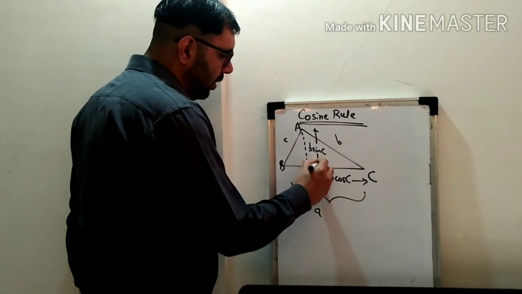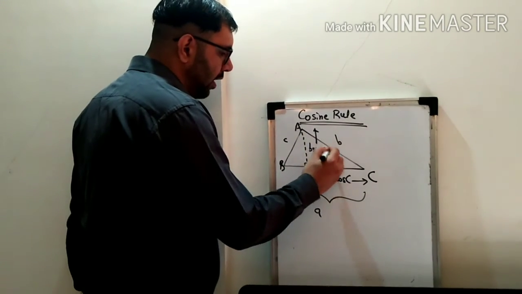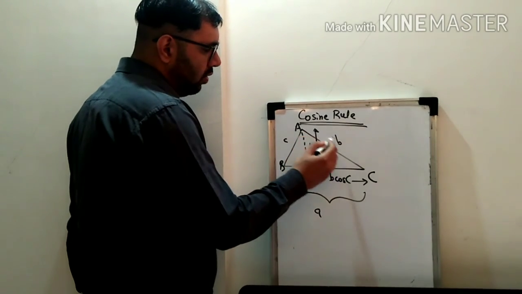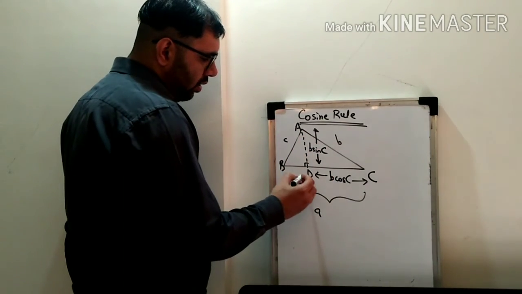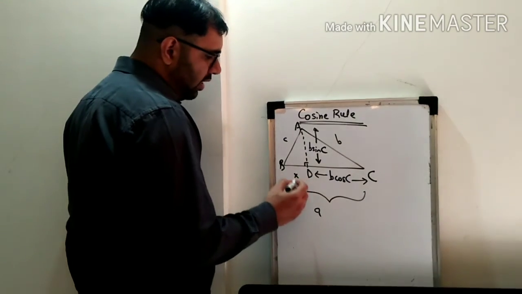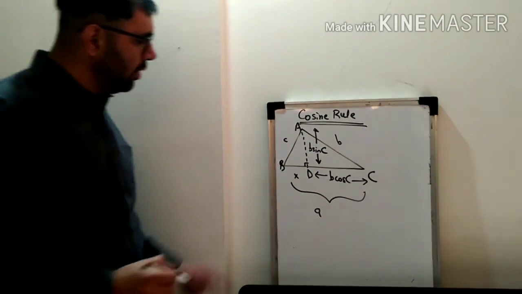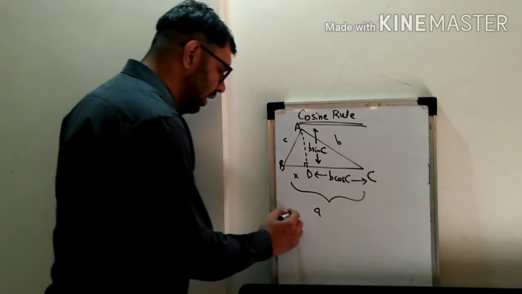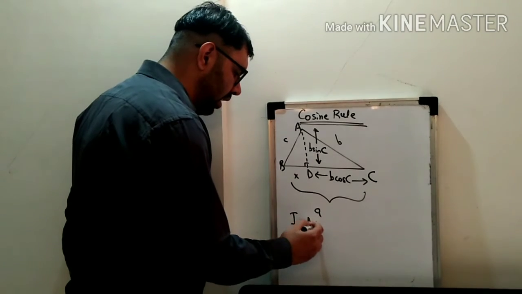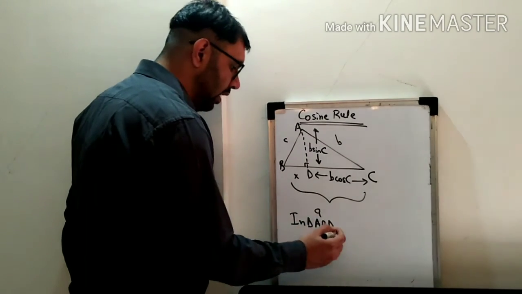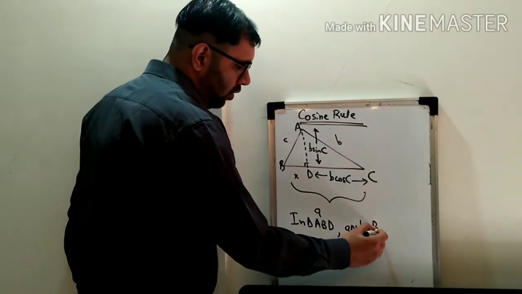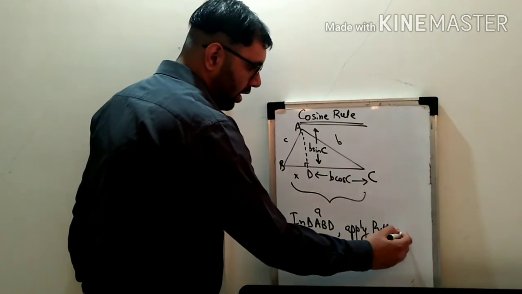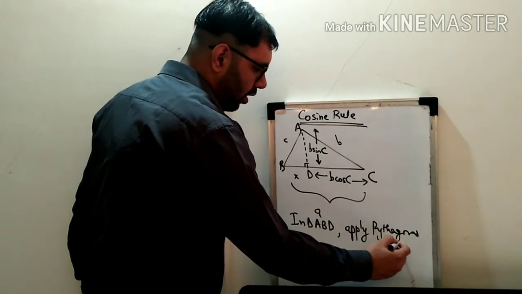This length will be b sin C. Again by trigonometry, because I am taking the perpendicular, for this I will multiply sin C with b. So if suppose this length is x, I can apply Pythagoras theorem in triangle ABD. If we apply Pythagoras theorem, what do we get?